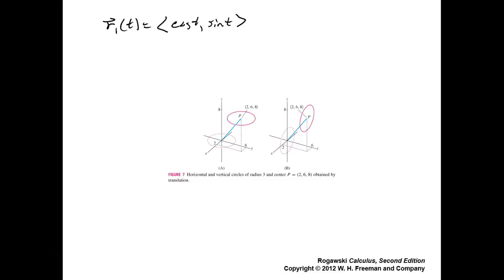section 13.1 preliminary question exercise. 13.1 exercises preliminary question number 5. How do the paths of this R1 and this R2, which is sine t cosine t, how do the paths around these 2 unit circles differ? Both of these are unit circles. How do they differ?